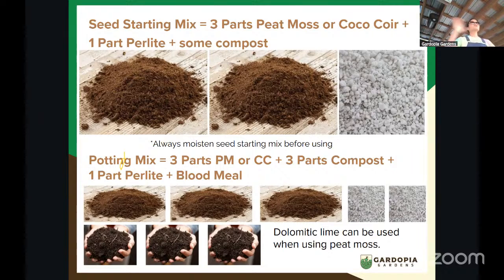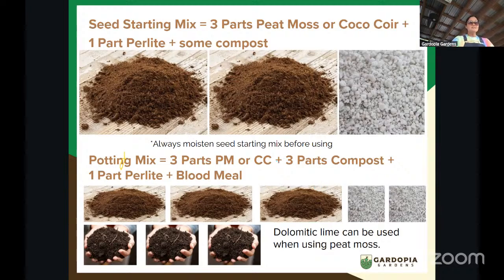Potting mix, which is not for seeds. Potting mix should have more nutrients in it. Seeds don't need a lot of nutrients whenever they're growing right out because they're getting it from the seed, right? And so potting mix: 3 parts coco coir, 3 parts compost, 1 part perlite, and then a little bit of bone meal goes a long way for this. So, sorry, blood meal, nitrogen. You need a nitrogen source. So these are definitely some recipes for you all.